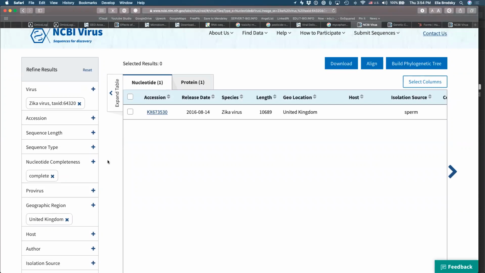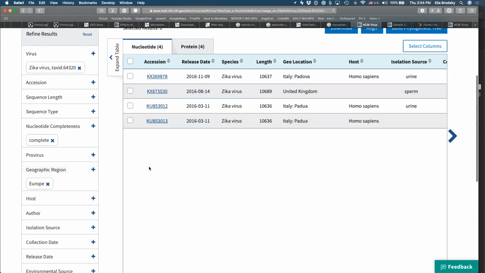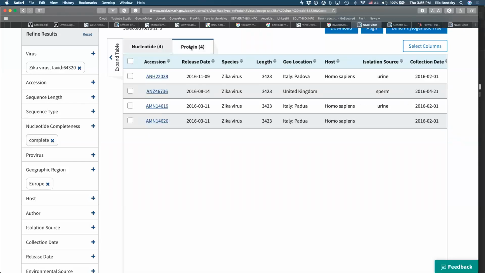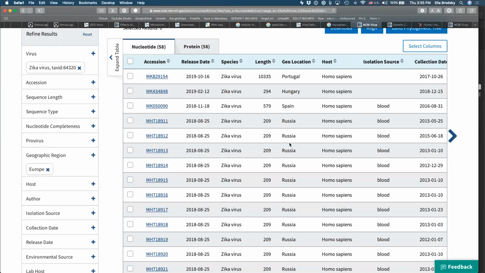So here you've got United Kingdom, unfortunately just one. Maybe we can just say Europe in general. So Italy, probably also different. So you've got 4 here. These are complete sequences, and you can either look at specific proteins, or, if you deselect that, there you go, Russia, that's probably very different. So you can probably prepare a better comparison by researching a little bit more here.